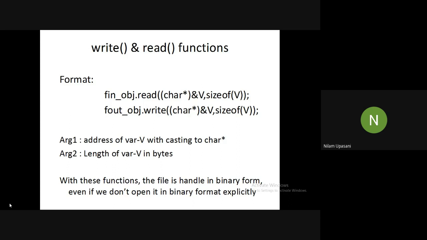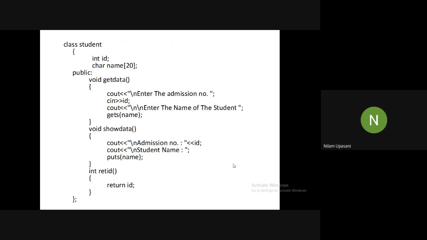And these operations, read and write, handle the file in a binary format. मतलब आप कुछ भी मेंशन करो नहीं करो तो भी वो बाइनरी में ही हैंडल करेगा डेटा, है ना. So here we take the example of a user defined data type, such as class student. The ID is nothing but the roll number of the student, and the name of the student. So these two things we want to store now.